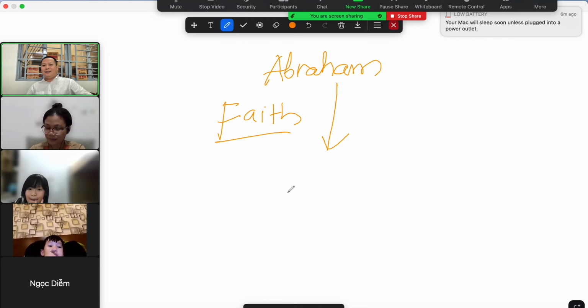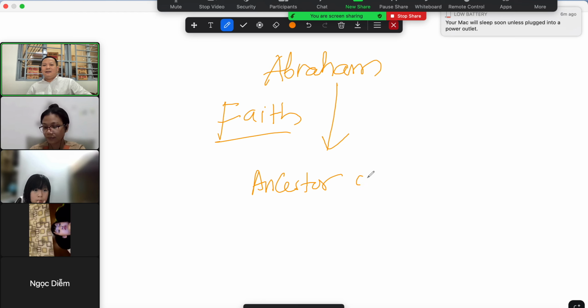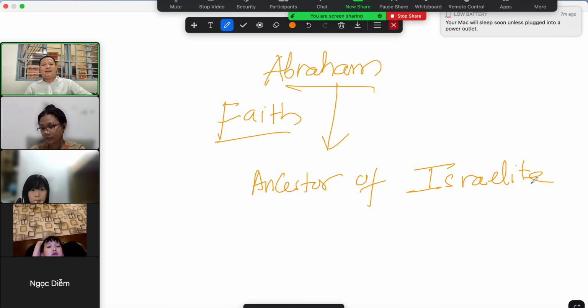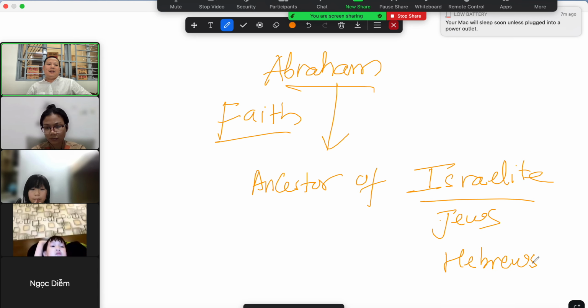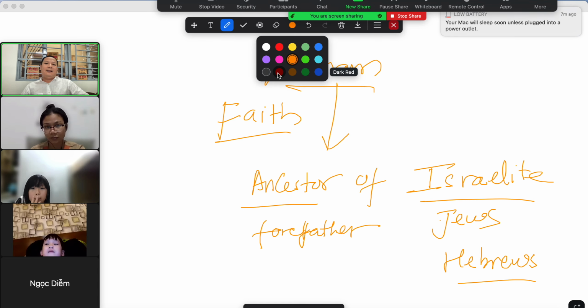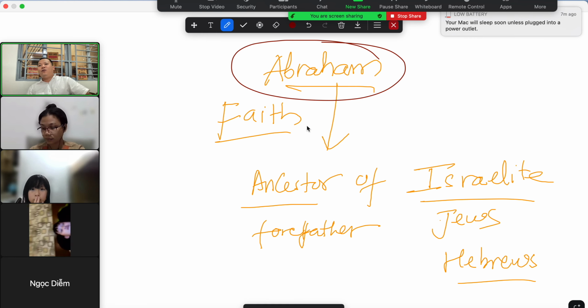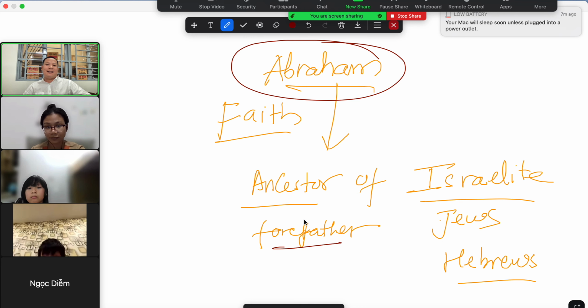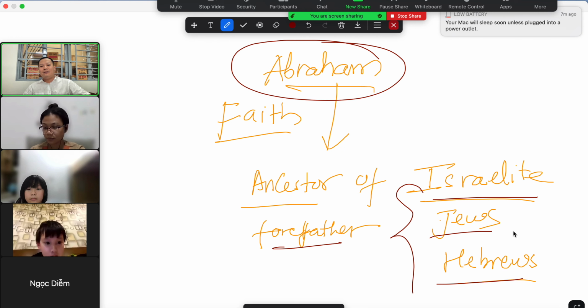Abraham is an ancestor of the Israelites, or we can say Jews or Hebrews. The ancestor means forefather, okay? And you will learn that many meanings, like anatomy, also come from church. I will teach you, then you will understand later. But you should know Abraham. So Abraham is a forefather or the ancestor of Israelites, or Jews, or Hebrews. Same meaning.